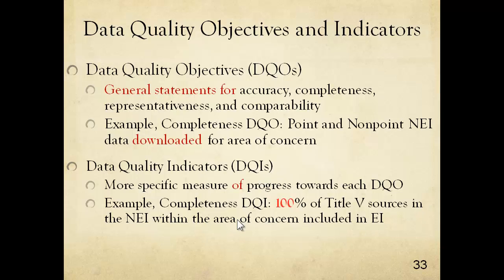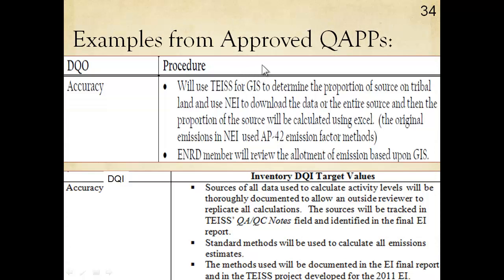So again, an example of completeness would be 100% of the Title V sources in the buffer zone, for example. And this is an example from an approved quality assurance project plan for the objective of accuracy and then the data quality indicator of accuracy. So how are you going to measure how close you got to this objective?